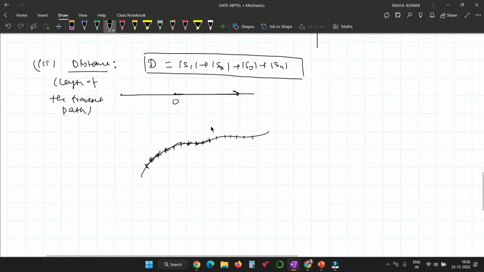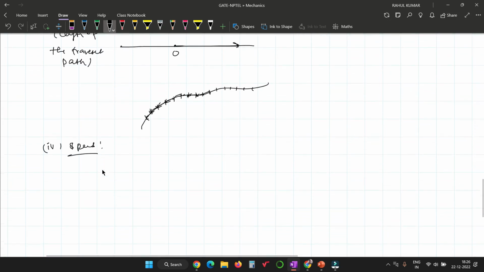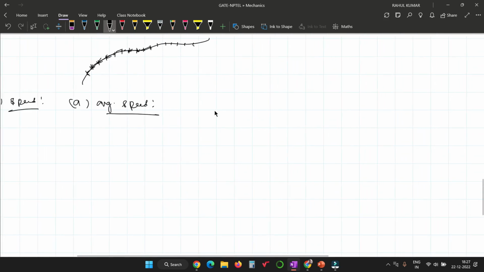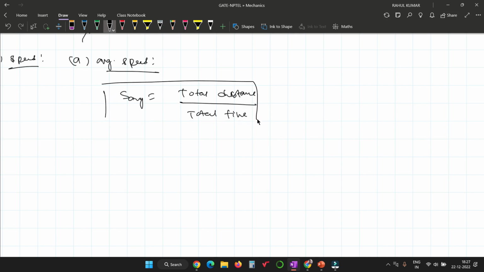Okay, now let's talk about the speed. In the case of speed, there is also a concept of average speed. But in this case, the definition of average speed is something different from the average velocity. Okay, so the average speed is nothing but the total distance divided by the total time. Okay, so this is the average speed, and now the instantaneous speed.